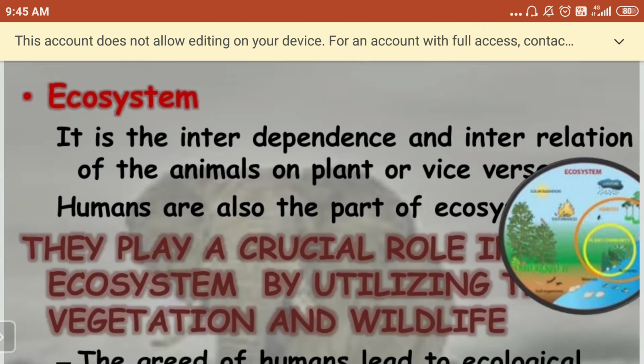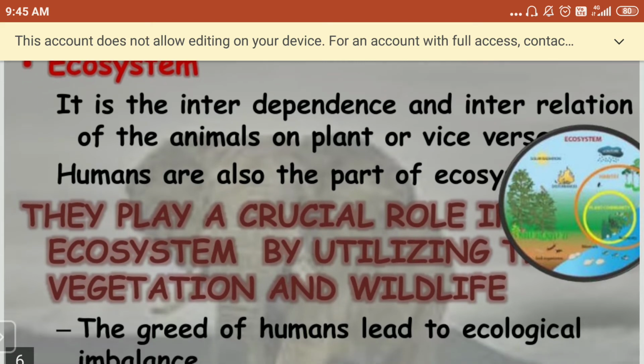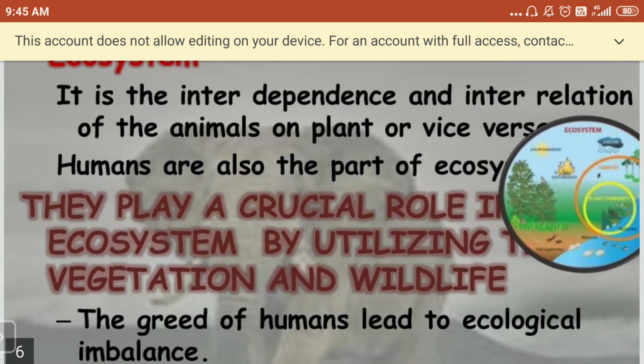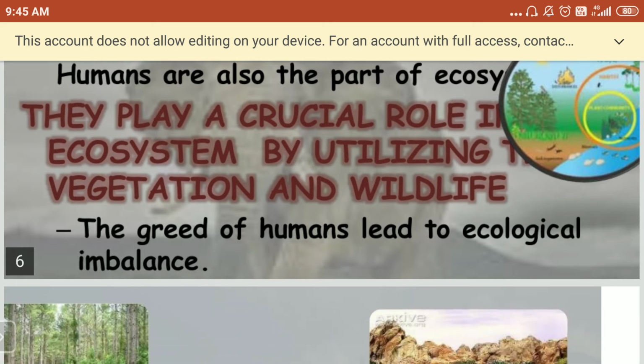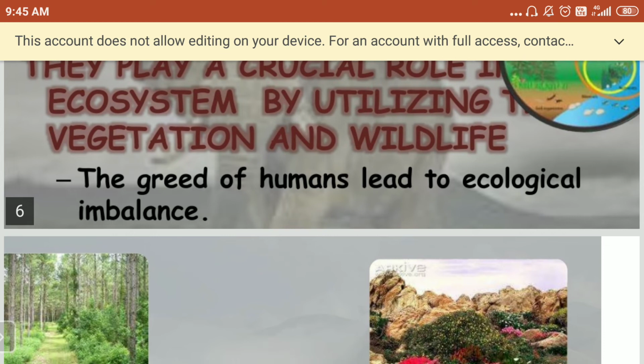And here is the ecosystem, the interdependence and interrelation of animals and plants, or vice versa. Humans are also part of this ecosystem, so they play a crucial role in it by utilizing the vegetation and wildlife. The greed of humans led to ecological imbalance. If we have greed, we are unable to satisfy it, and there is a lack of resources to satisfy our greed, but there are plenty of resources to satisfy our need, isn't it? Say yes or no?